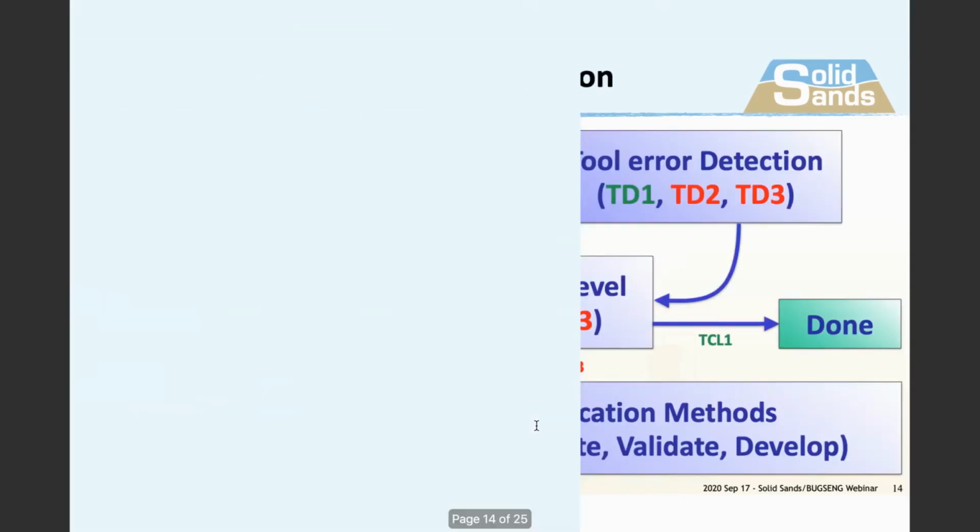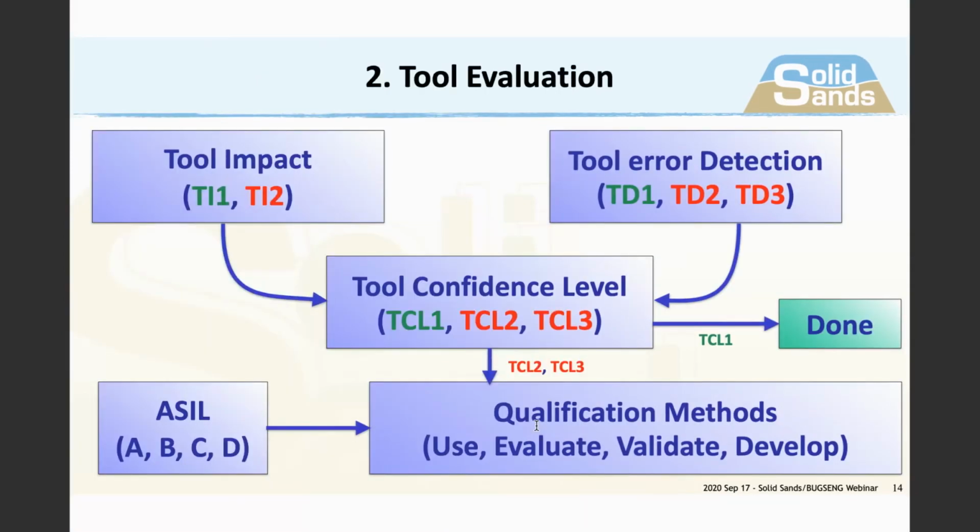Step 2 is tool evaluation. The main goal of this stepwise process is to find out whether you need to qualify or you do not need to qualify. So for example, if the impact of an error in the compiler is not big, then you don't have to qualify the compiler.